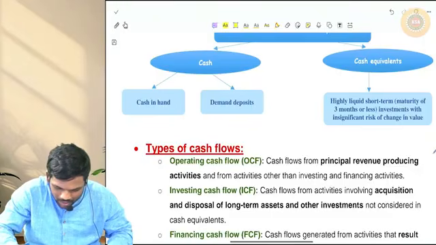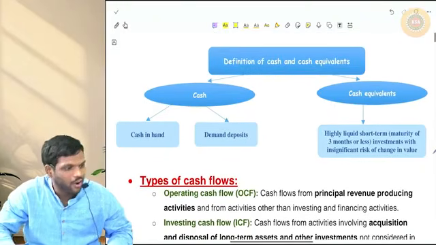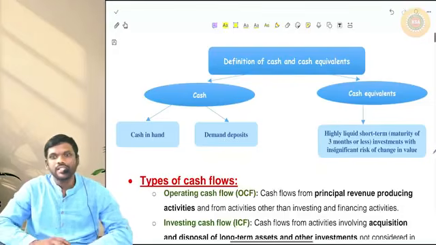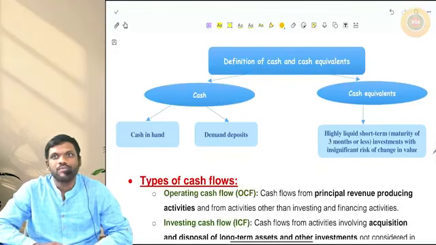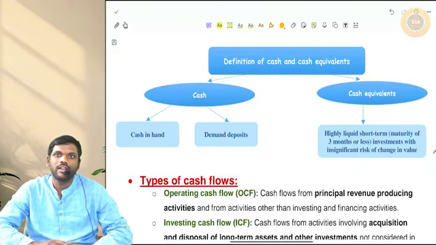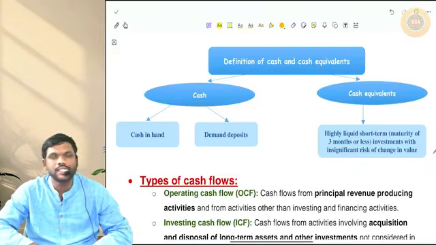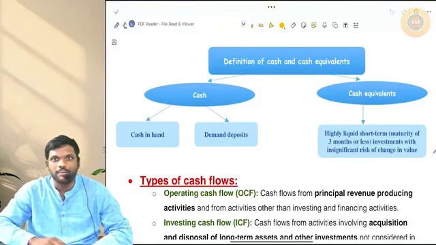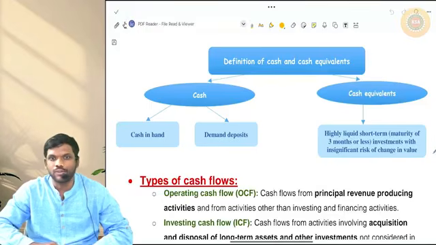So we are back with one more revision video on AS3 cash flow statement. This chapter in your book will be in two places. One in module 3 under the chapter financial statements of companies, and again in module 1 under the fourth chapter known as AS3 cash flow statement.